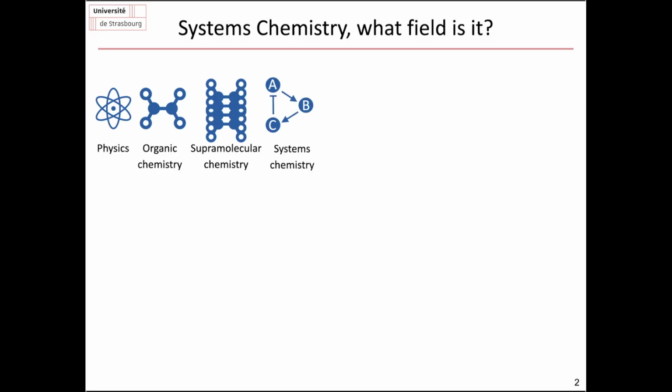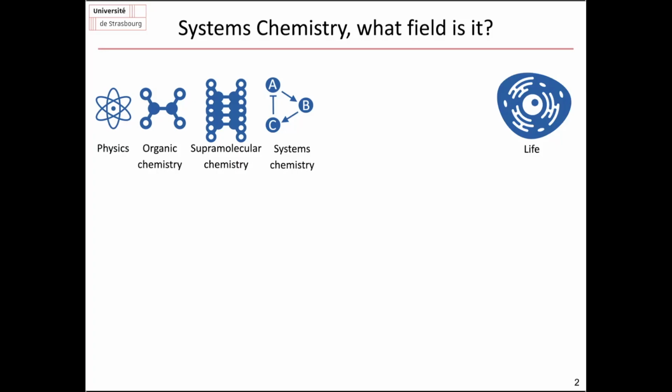Then systems chemistry is more looking at networks of reactions and how these networks behave on the network level. And this can also involve supramolecular chemistry. It can involve organic reactions, light-driven systems. It's a very wide diversity of things that you can imagine.